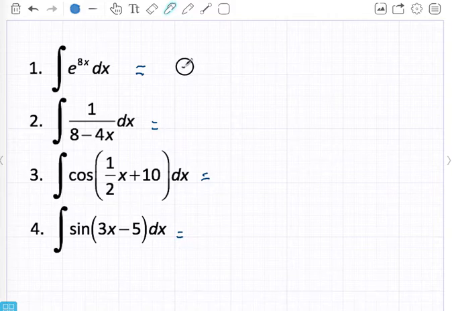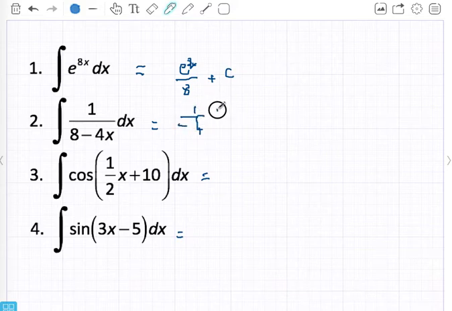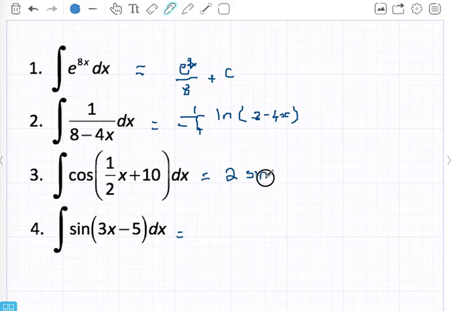Okay, the answers: e to the 8x divided by 8 plus c. This one has minus 4 in here, so this is going to give me minus a quarter log of 8 minus 4x. This one, the half comes out only, so this one ends up being 2, because I'm dividing by minus a half. Sine, and then the bracket.